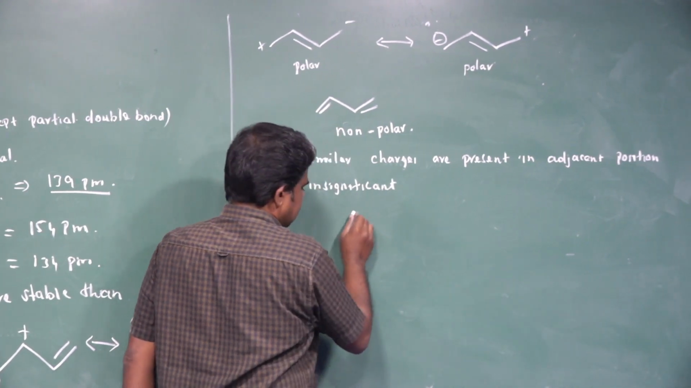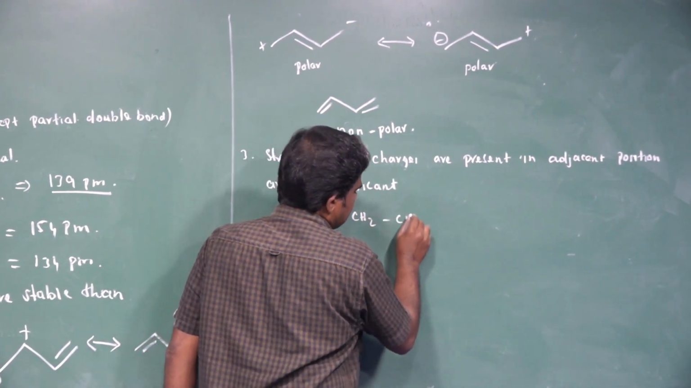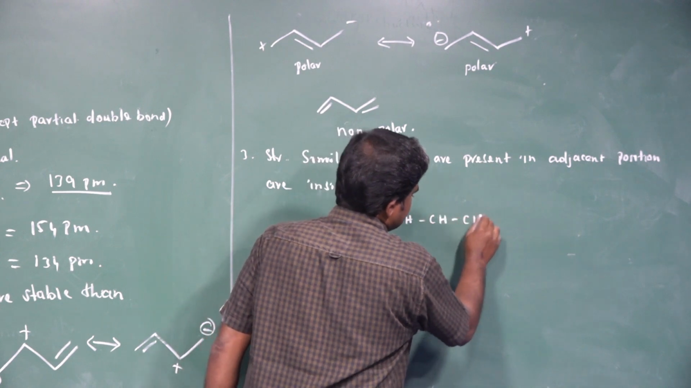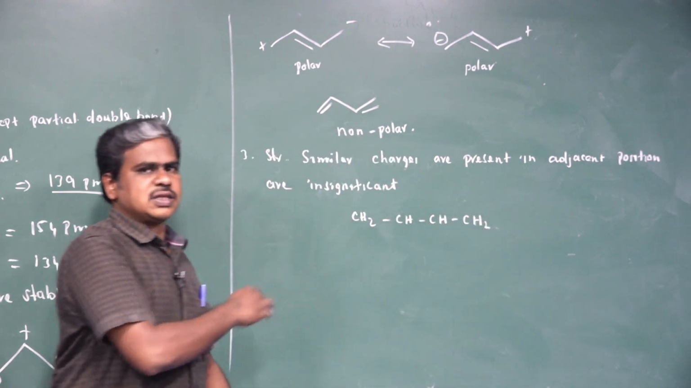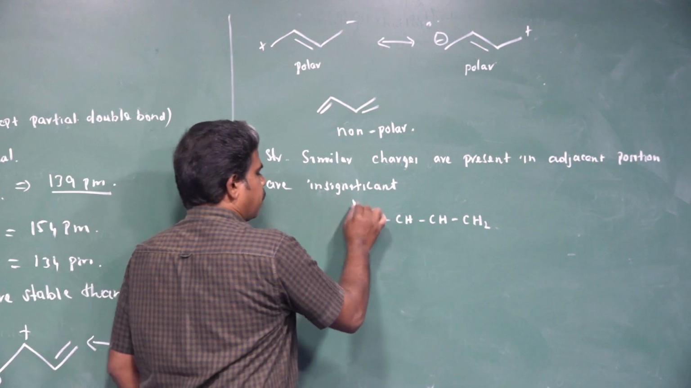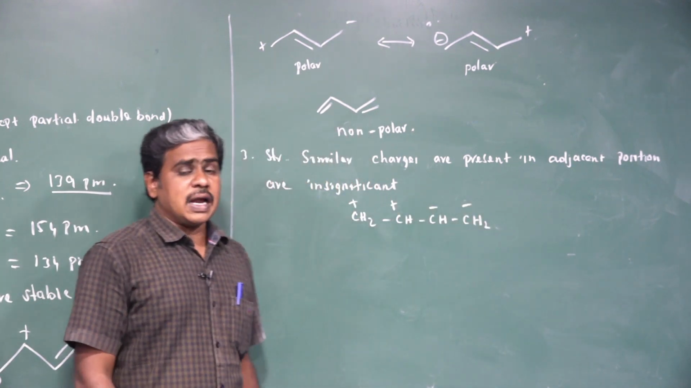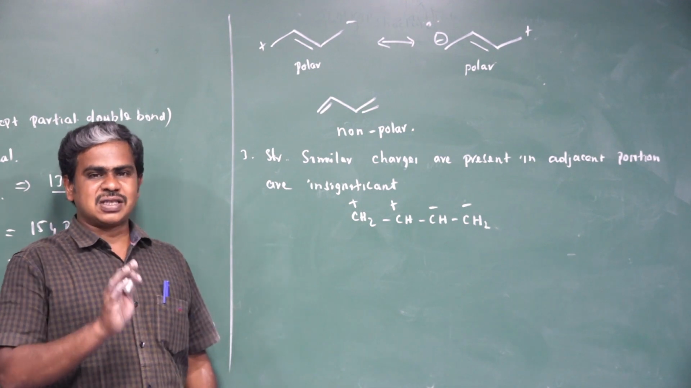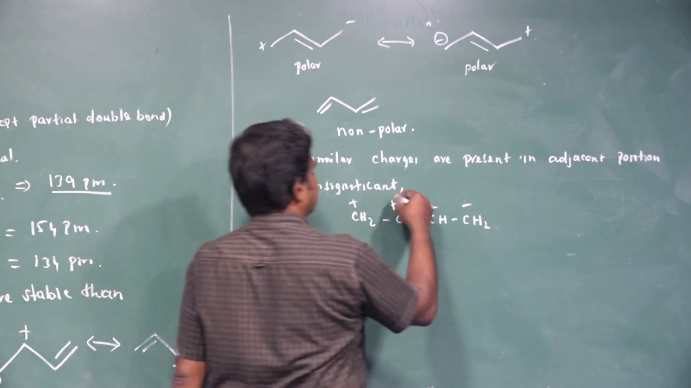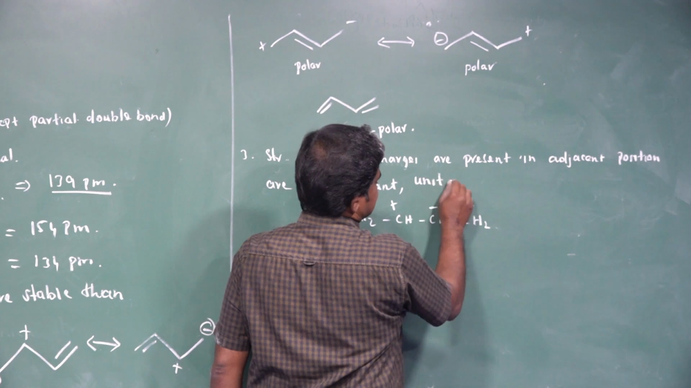For example, here we take CH2 and CH2 in this molecule. Now, here positive and positive, negative and negative, and this structure is unstable and insignificant. So it is unstable.